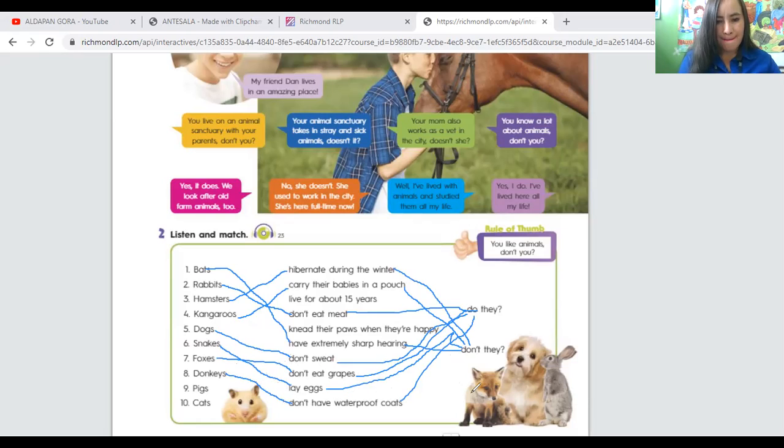Pigs. Pigs live for about 15 years, don't they? And the last, cats. Cats purr when they're happy, don't they? Well, this is the activity related with tag questions we do and don't.